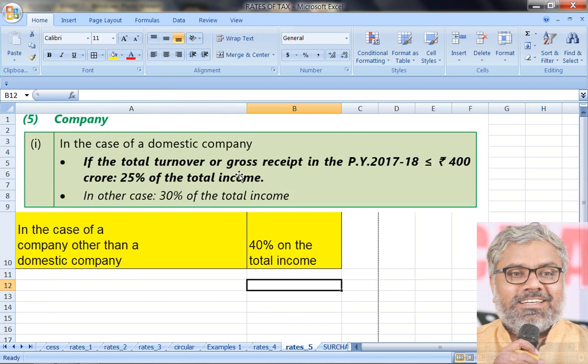Then when it comes to companies, once again a flat rate, no slab and all, straight away 25% on income is calculated as income tax or 30% on income is calculated as income tax, depending upon whether that company had a turnover of less than or equal to 400 crores in the year 2017-18 or not. So that is for domestic companies. Foreign companies straight away 40%. That's it. These are the tax rates of all types of persons.